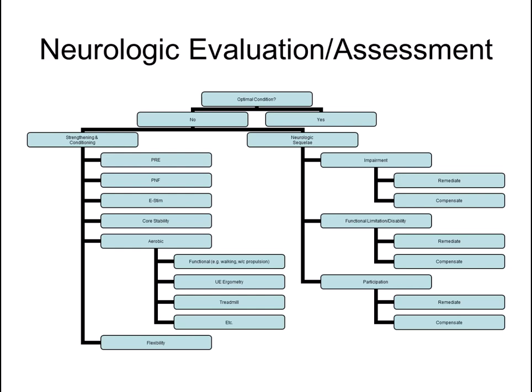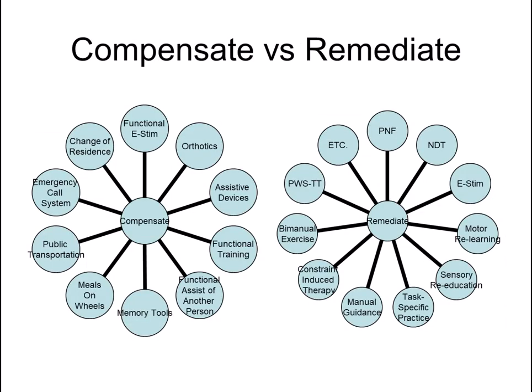If it's a neurological problem, your decision is either to remediate the problem and go for return of function, or you can compensate. You can compensate at the level of impairment, functional limitation, and participation, and you can remediate at all of those as well. Whether you choose to compensate or remediate for a particular problem, it depends on the patient diagnosis, whether you think that there's any functional return that's possible.